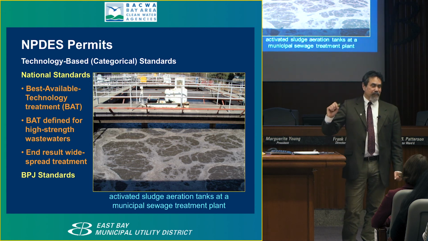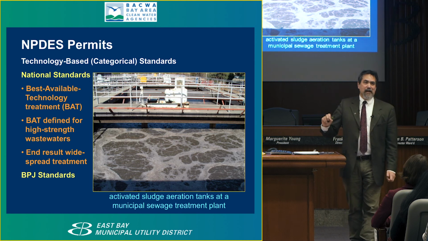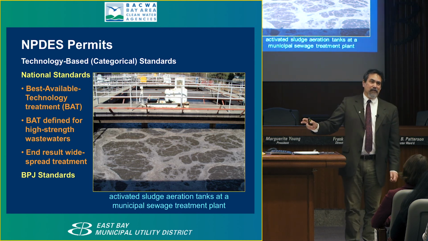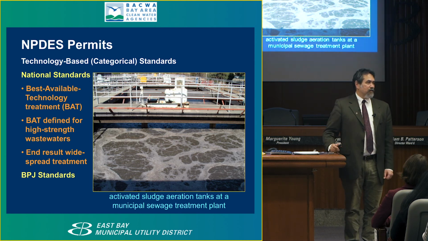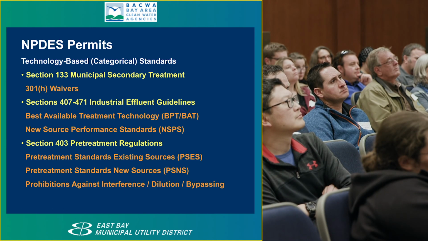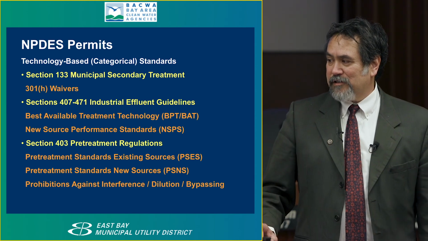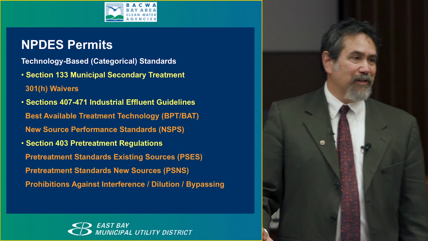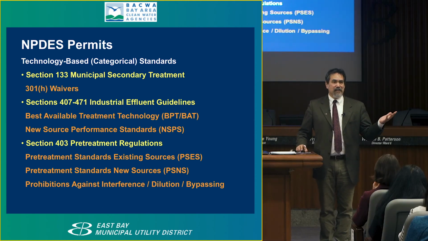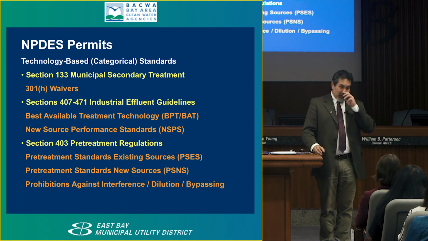Widespread treatment comes from the one idea: we're going to establish and require best available treatment on every source of wastewater in the country. So Section 133 of the categorical technology-based standards are for municipal secondary treatment plants. So treatment plants have a technology-based standard, and because of that, almost every treatment plant is a primary, secondary treatment plant.